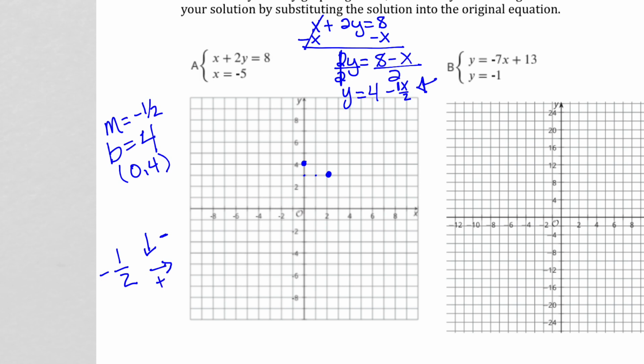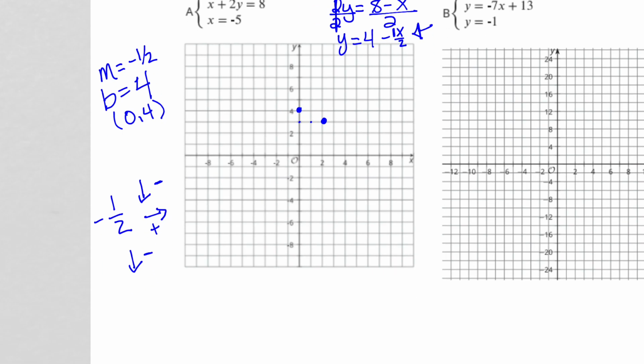If they were both negatives, what would my slope be? If I had a negative and I went down, and then I went to the left, and that's also negative, would my slope be negative then? No, what would it be? It would be positive, because a negative over a negative is a positive. Okay, I'm going to erase that real quick.